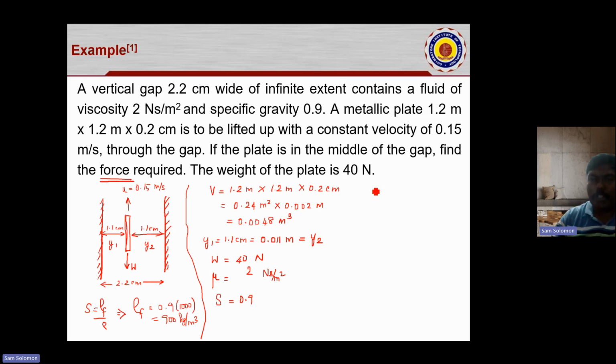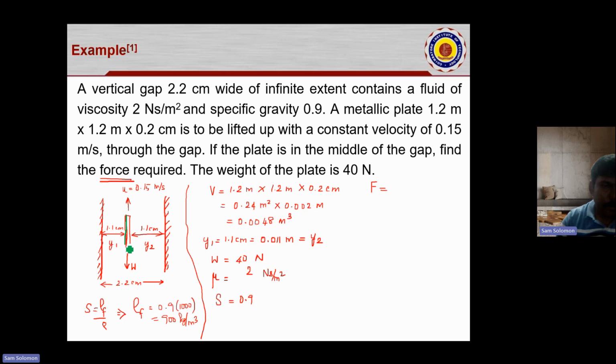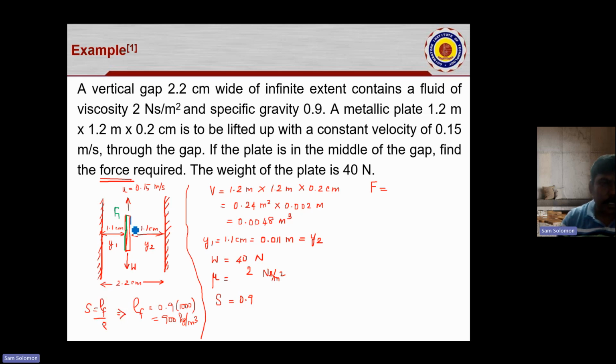Now I want you to understand one thing. This plate has got two surfaces. On this surface, it is going to experience F1. And on this surface, it is going to experience F2. And we have got this weight of the plate. So this weight has to be taken into account.